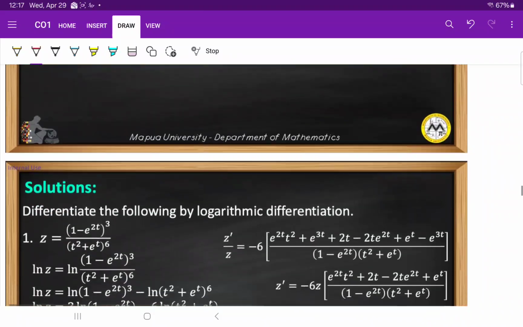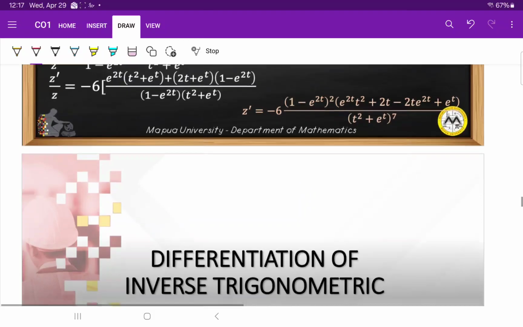But you solve it first and then check if you get the same answer as this solution.